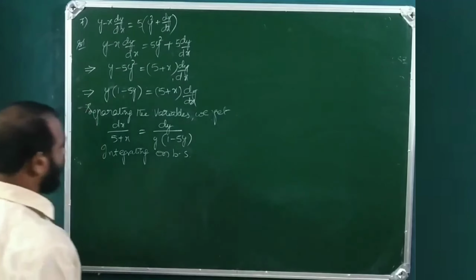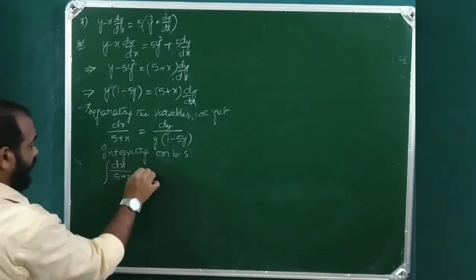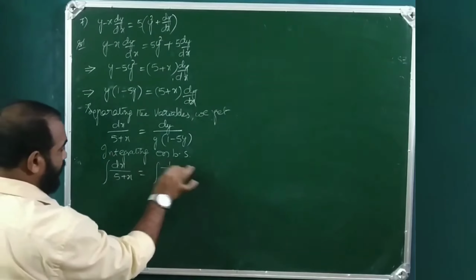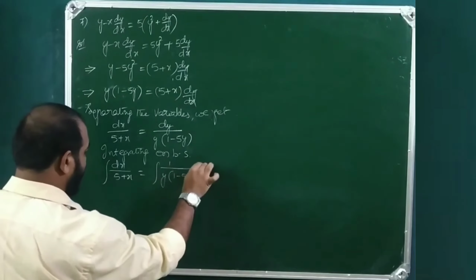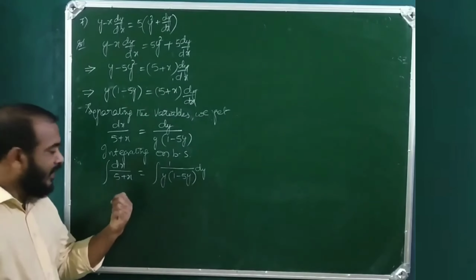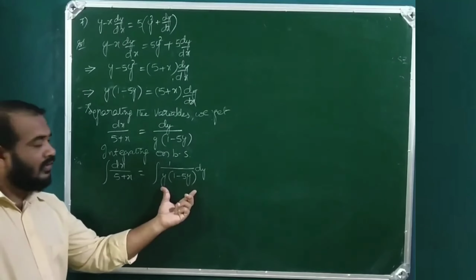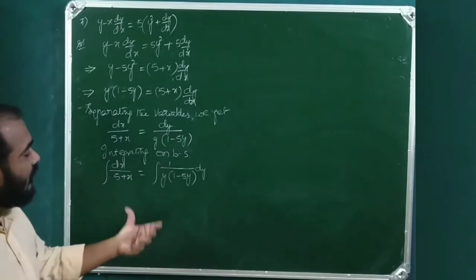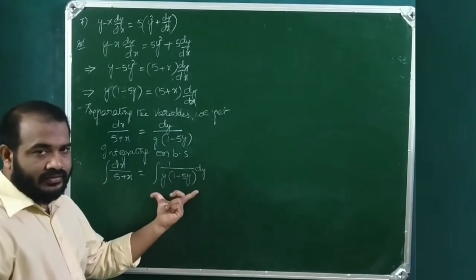Integrating on both sides, we get integral dx by (5 + x) is equal to integral 1 by 5y into (1 minus 5y) dy. Now, finding the integration for this will be easy, but as far as the right side is concerned, we need to solve this first. So how? This is the partial fraction integration.